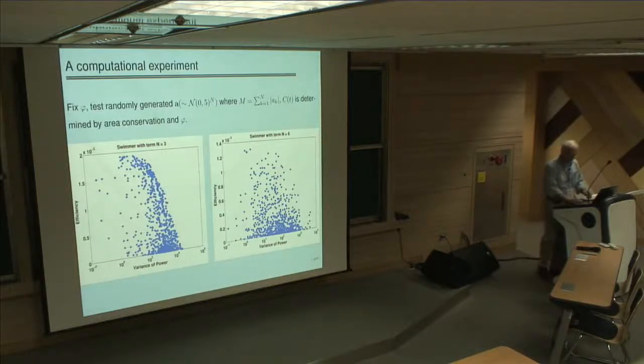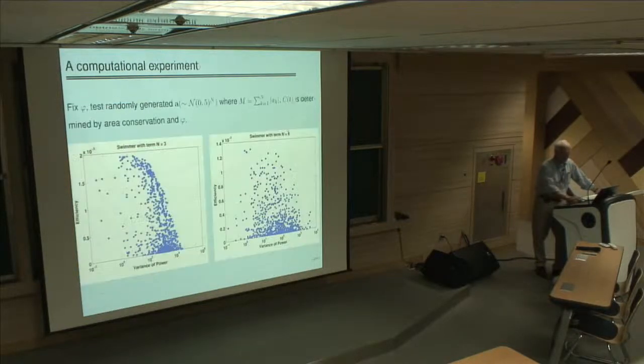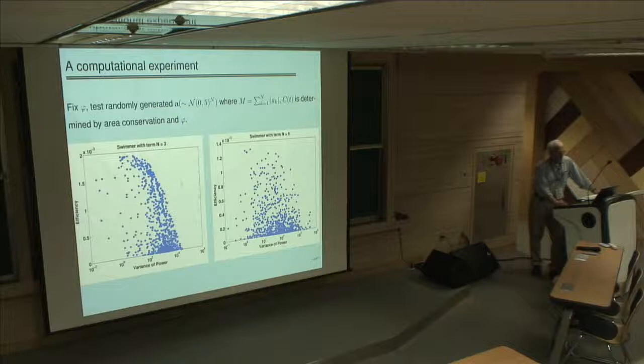Okay, and here is one of the results. So let's go back. Suppose you fix the phase change in here, and you randomly vary the amplitudes of these different modes. All right. If you take a swimmer with 3 modes, one thing that immediately comes out is that there are no motions out here with an efficiency that is significant. Okay, you see a very sharp cutoff in the relation between the variance of the power and the efficiency.